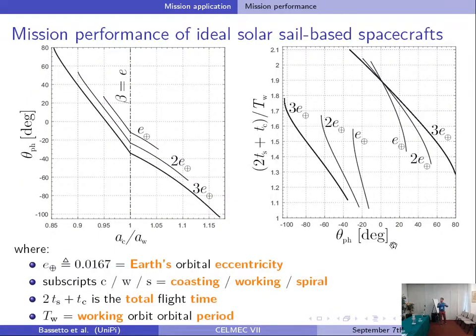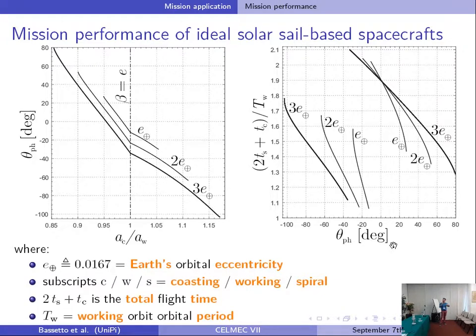These are the mission performance of an ideal solar sail-based spacecraft for 3 different values of osculating eccentricity. So here you can see the value of the phase angle as a function of the ratio between the coasting phase semi-major axis and the working orbit semi-major axis. Note that this line corresponds to having beta equal to the osculating eccentricity.